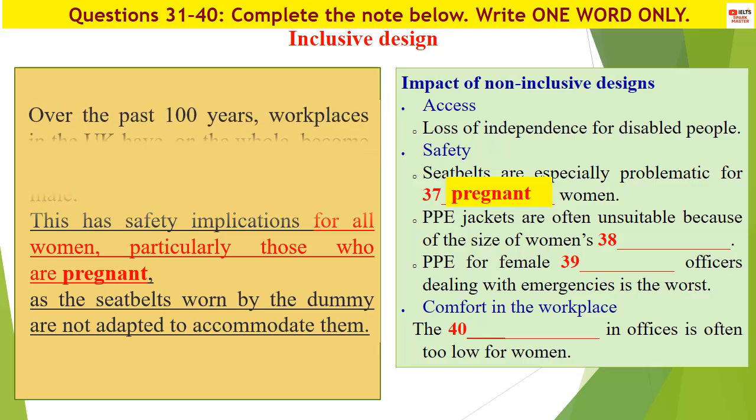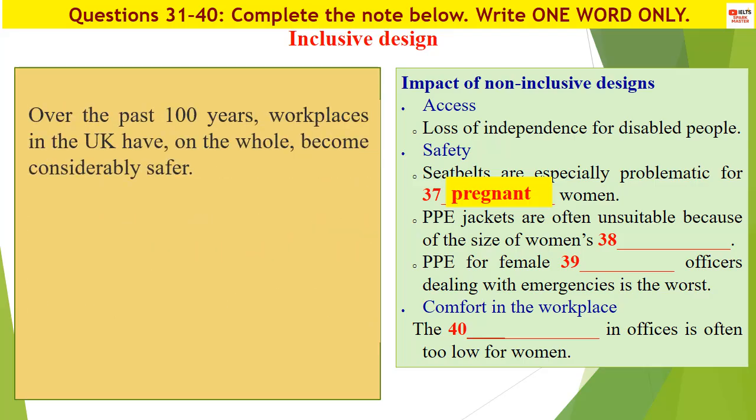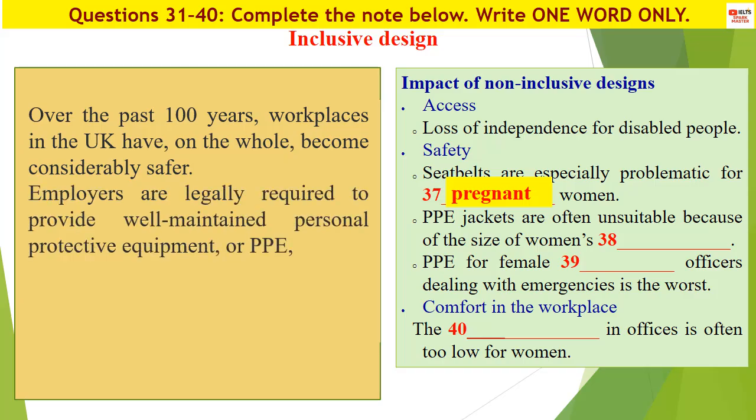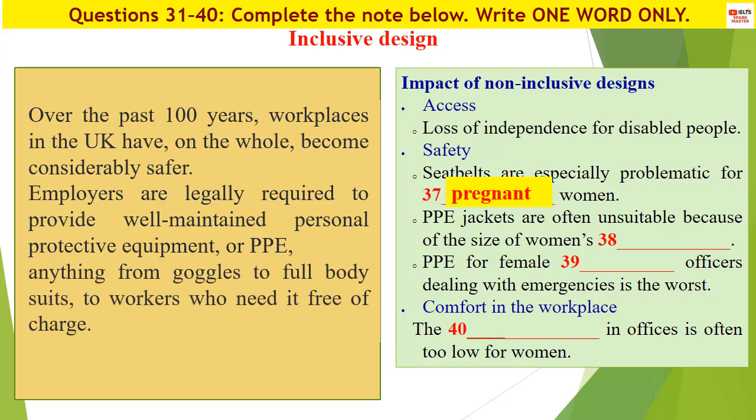Over the past 100 years, workplaces in the UK have, on the whole, become considerably safer. Employers are legally required to provide well-maintained personal protective equipment, or PPE, anything from goggles to full bodysuits, to workers who need it free of charge. But most PPE is designed to fit men.